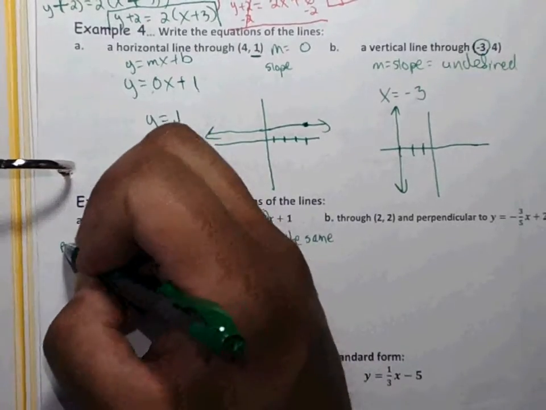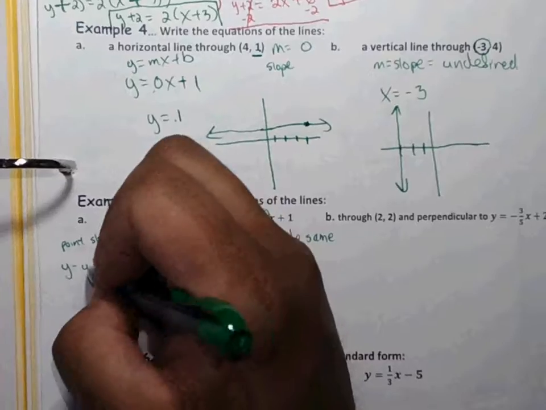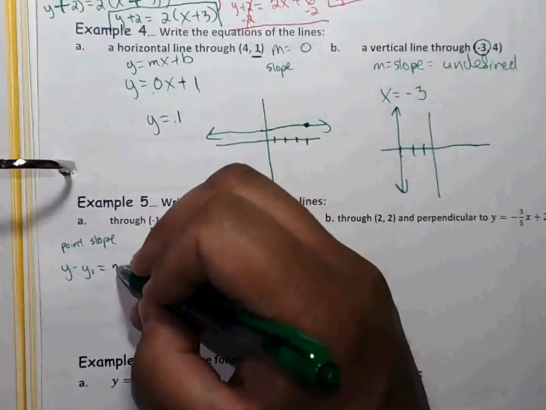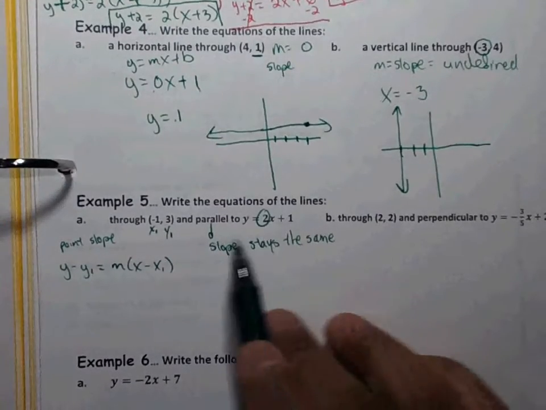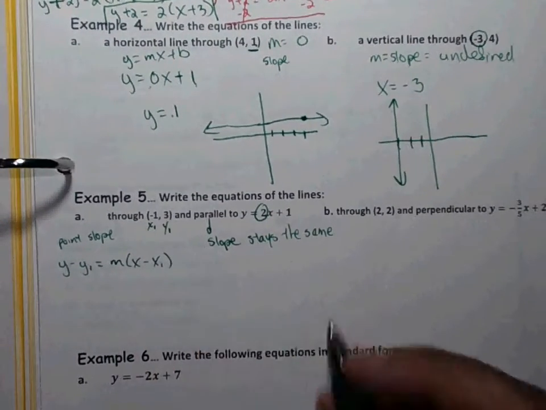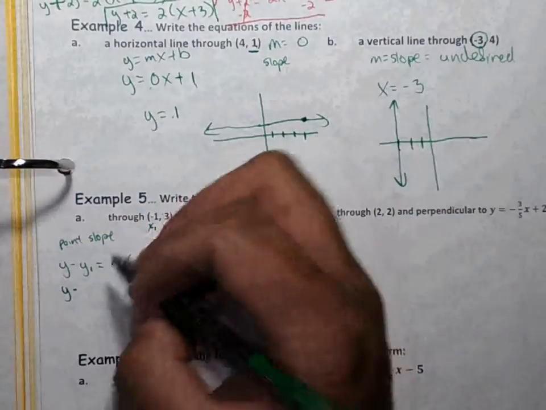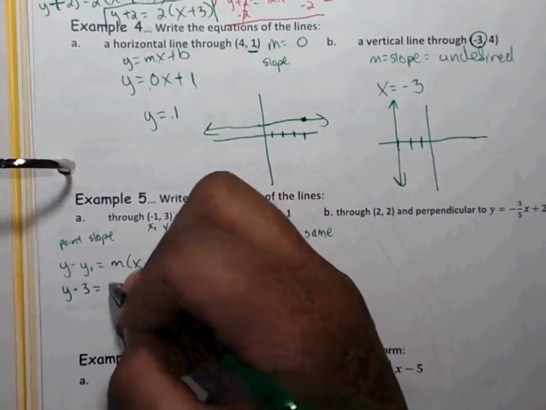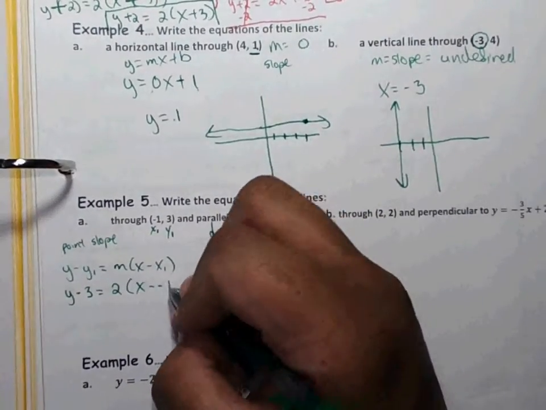So I'm going to use point slope form. So I've got y minus y1 equals m(x minus x1). My m is 2. My x1 and y1, they gave it to me, so I'm going to plug those in. I've got y minus y1, which is 3, is equal to m, which is 2, times x minus x1, which is a negative 1.